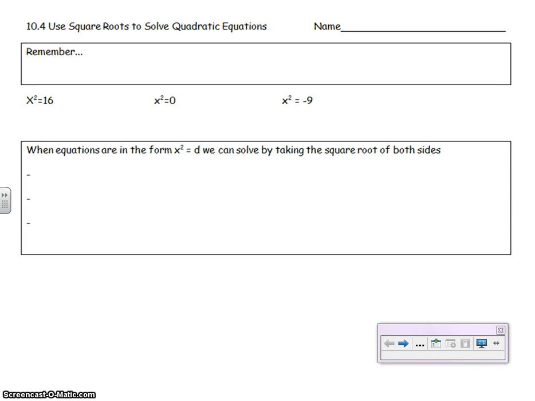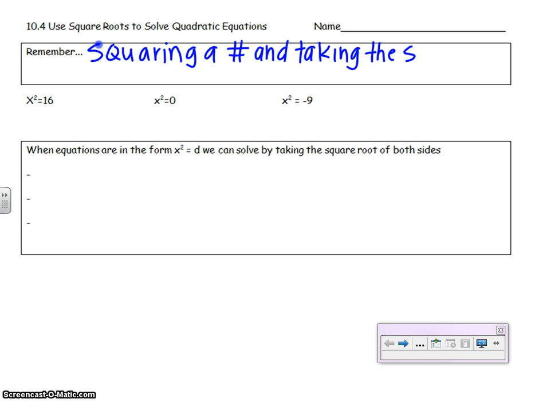Today we are going to learn about using square roots to solve quadratic equations. So we need to remember that to square something and to take the square root are inverse operations to one another, which means that they're going to undo each other. So today we're going to be isolating things that are being squared and then taking the square root of both sides of an equation to solve them.